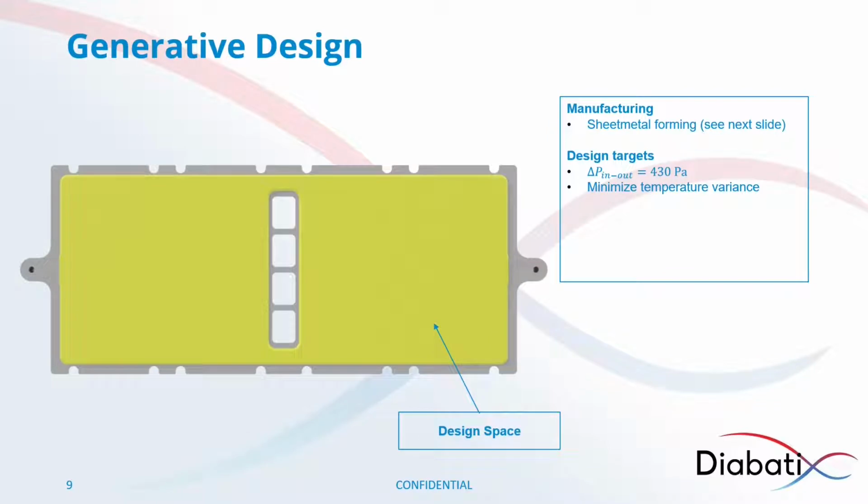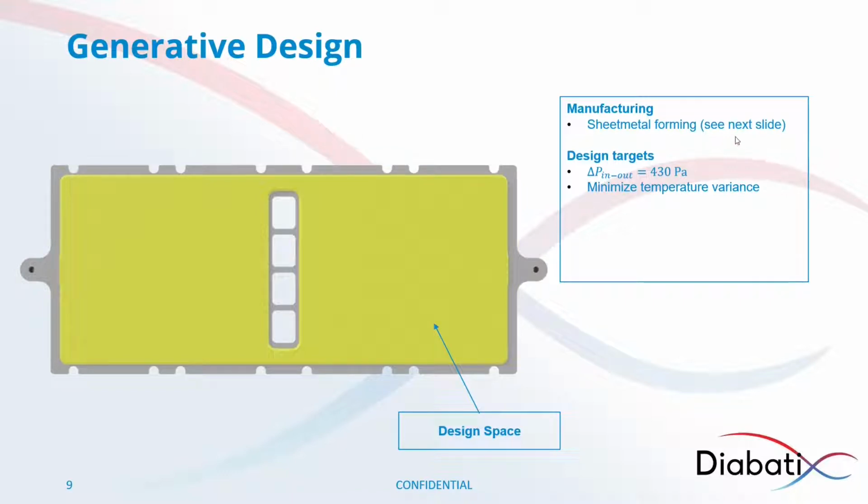And then let's see for the design space. So the design space is basically the place of the fluid, or the volumetric space in the fluid, which the optimizer can use to create the design. So that's where the freedom is.